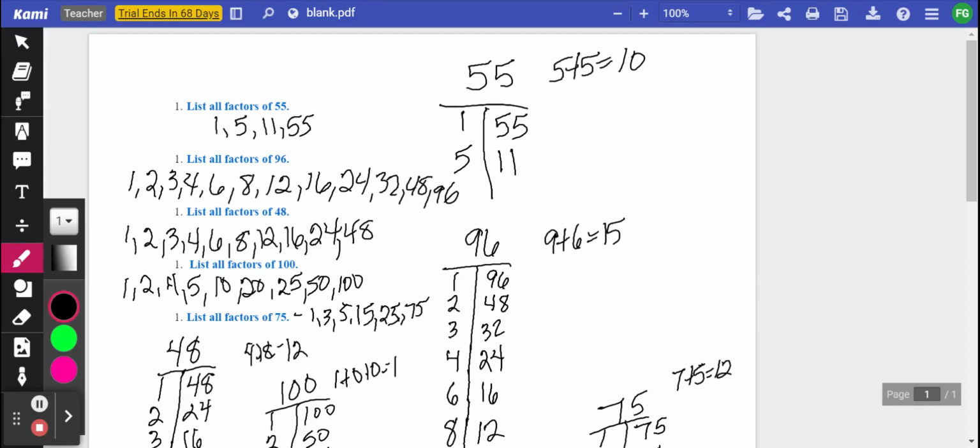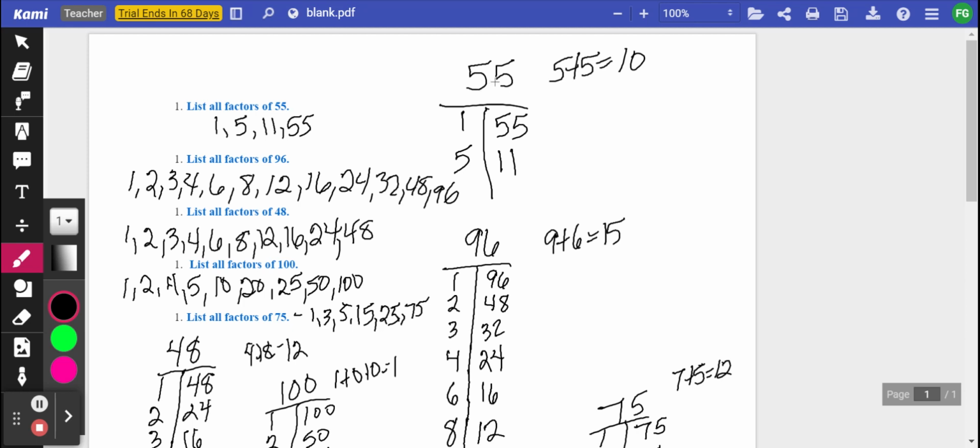Okay, for our try it section today, we are listing all factors of the numbers listed. So for number one, we had list the factors of 55. Over here, you can see the T-chart where we listed it. So of course, our very first factor, which we use for every number, is 1 and whatever that number is. So 1 and 55.